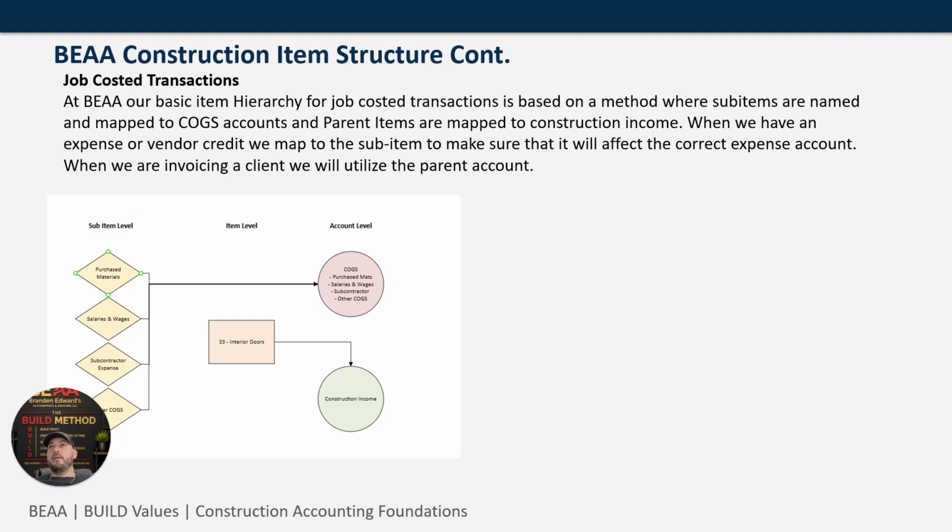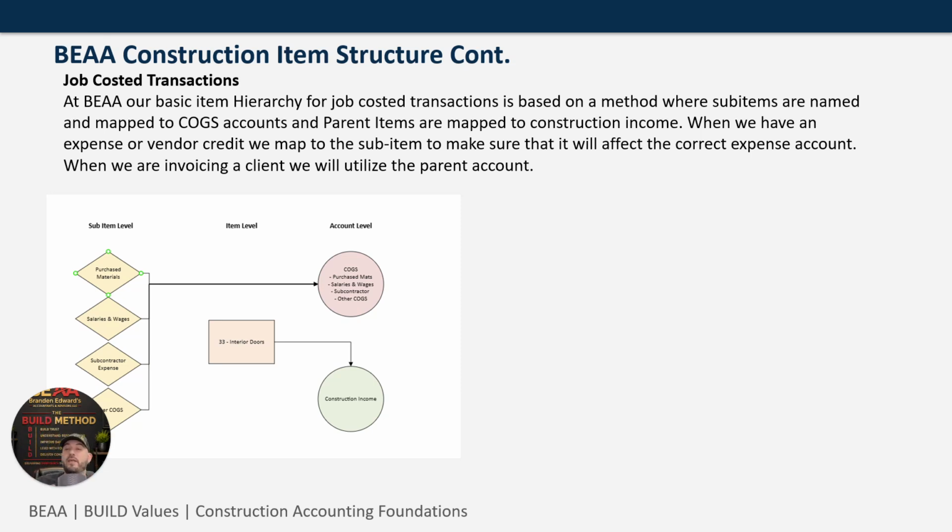So at BEAA, our basic item hierarchy for job costed transactions is based on a method where sub items are named and mapped to COGS accounts, and parent items are mapped to construction income. When we have an expense or vendor credit, we map to the sub item to make sure that it will affect the correct expense account. When we are invoicing a client, we will utilize the parent account. So the sub item actually has the same name as the cost of goods sold account that it is being mapped to. The only thing is that that sub item is living under the parent item.